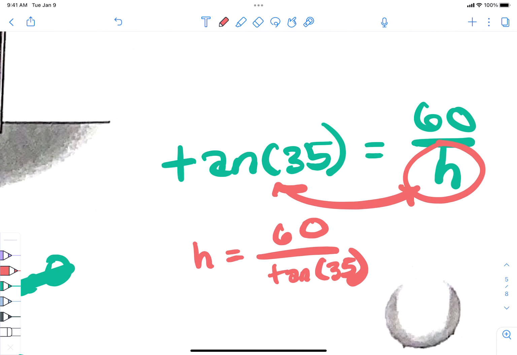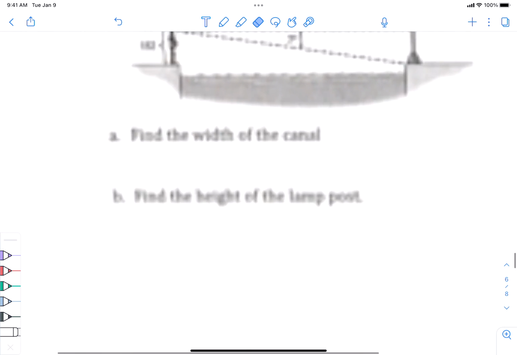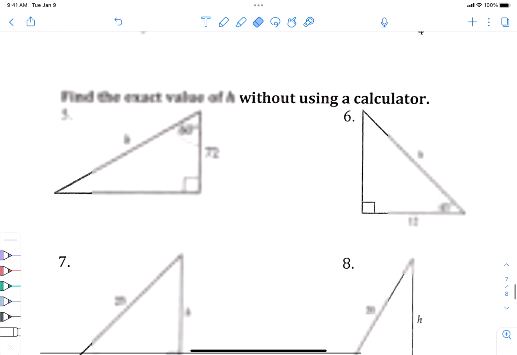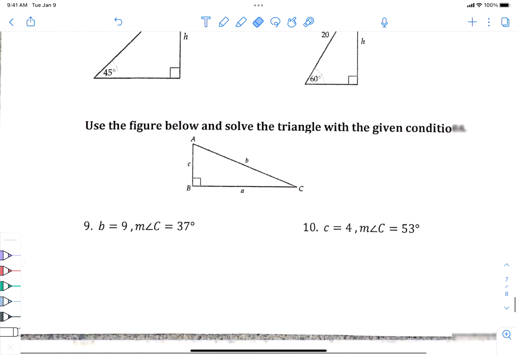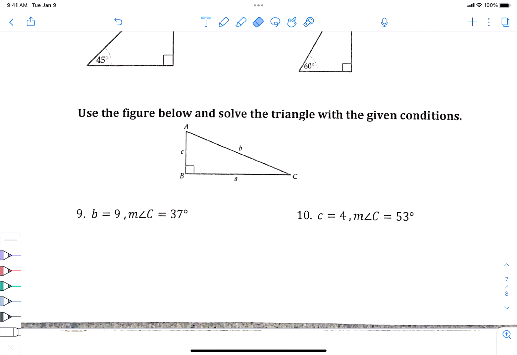This shouldn't be too hard. On the 6-2 homework, when they say solve the triangle, find all of the other three things that you don't already know. On 9 and 10, you have to find the other things that you don't already know. 6, 8, 10, perfect. Oh, yes, it is, because it's a 3, 4, 5.